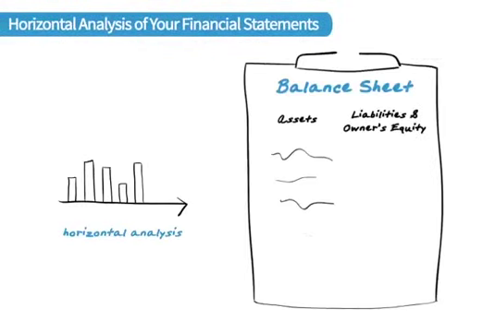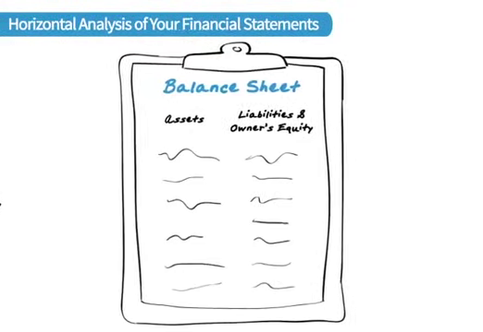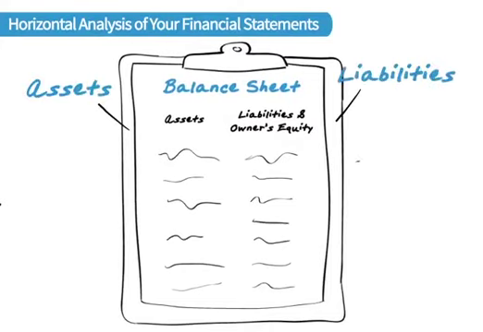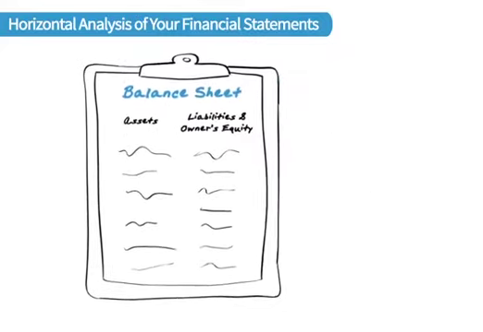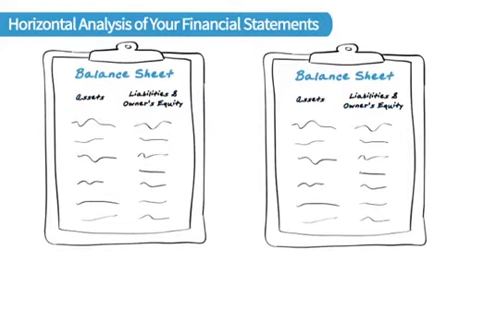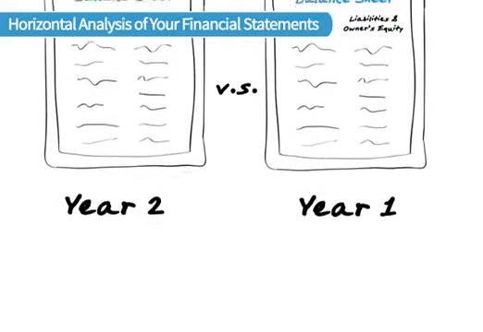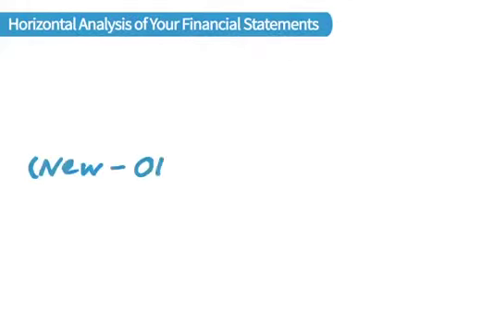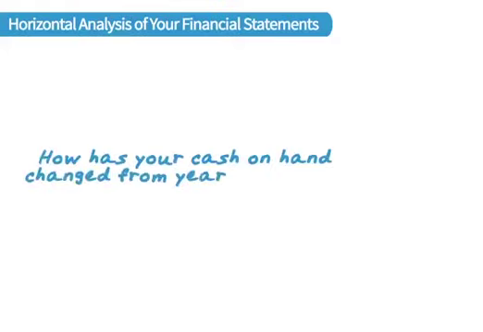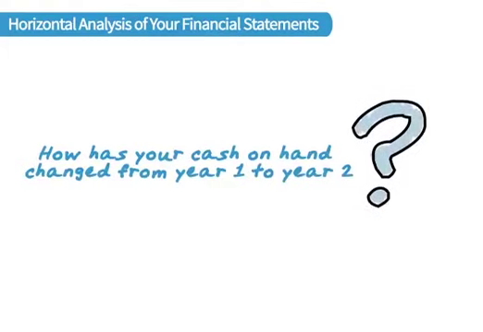Now let's take a look at how to perform a horizontal analysis of your balance sheet. Balance sheets show the worth of the company by comparing assets to liabilities and owner's equity. Let's compare different items on the balance sheet from this year and last year. New minus old divided by old equals the percent of change. Let's start with assets. How has our cash on hand changed from year 1 to year 2?